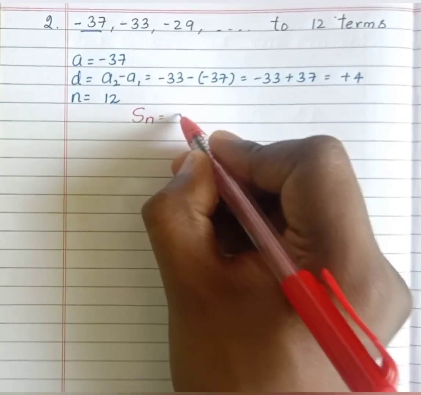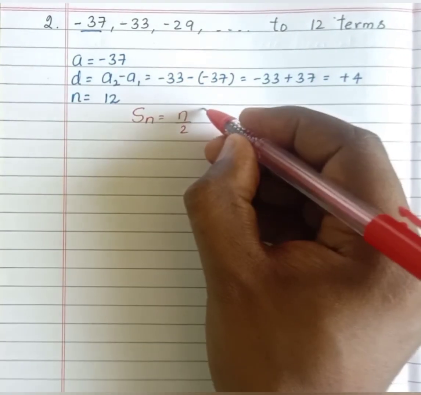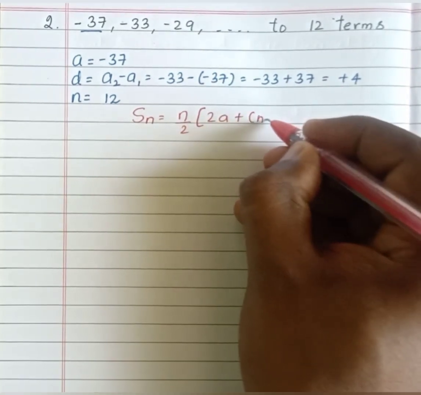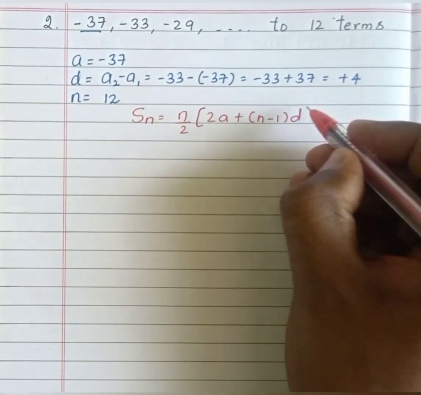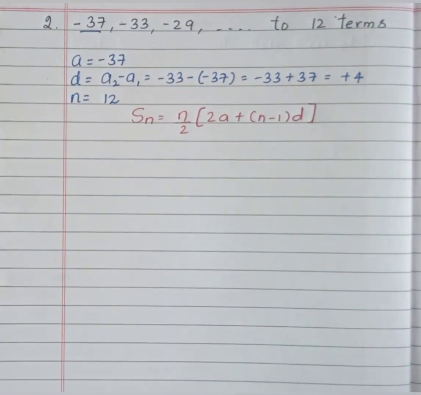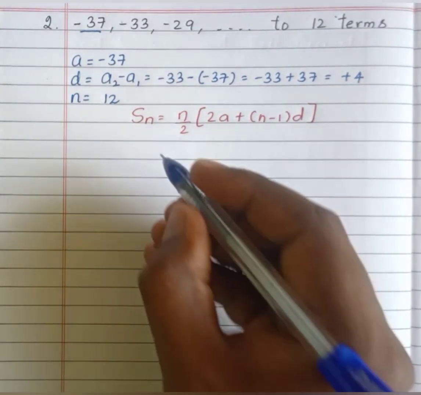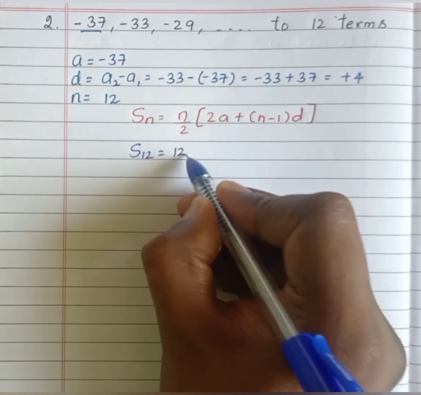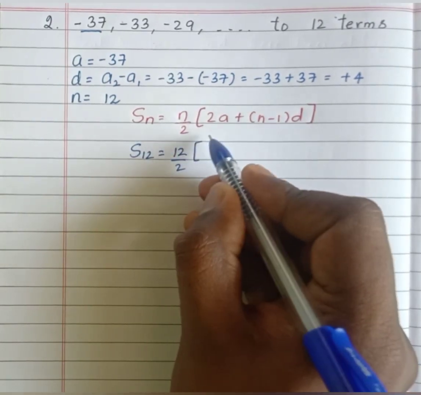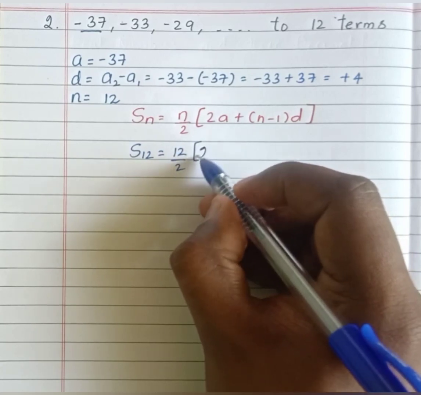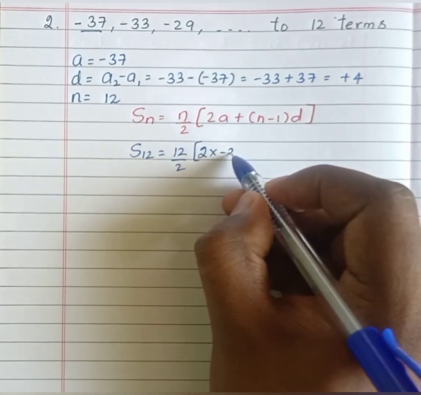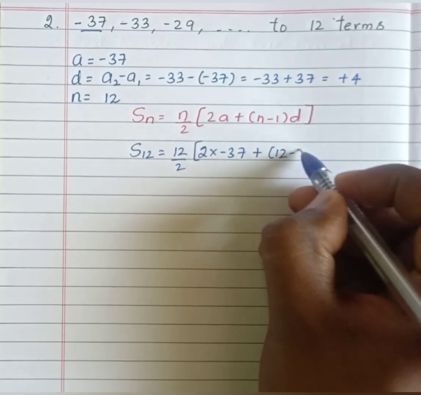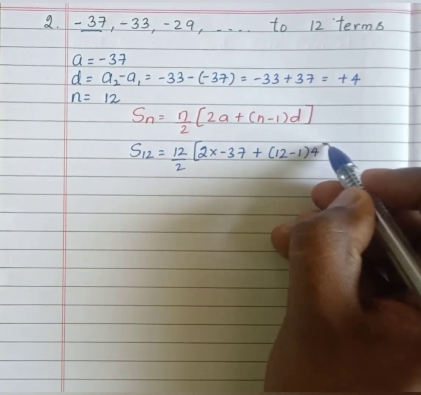Therefore Sn equals n by 2 into (2a plus (n minus 1) into d), the formula used to find the sum of n terms. Now substitute the values of a, d and n. S12 equals 12 by 2 into (2 into minus 37 plus (12 minus 1) into d, which is 4).